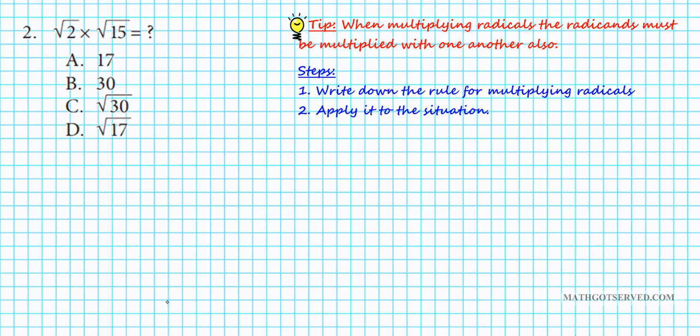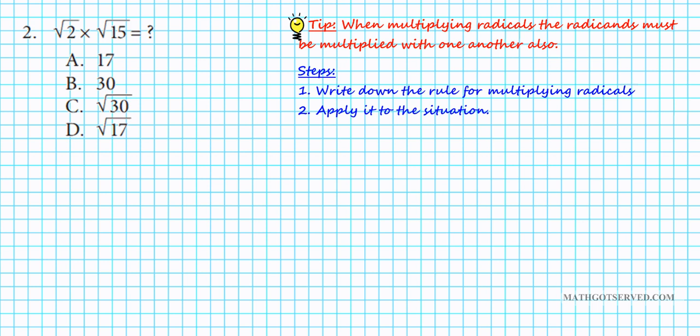All right, now let's take a look at problem number 2. This involves multiplying radicals. So the question is the square root of 2 times the square root of 15 is... Now one tip is that whenever you're multiplying radicals, the radicands must be multiplied with one another also. Don't add the radicands, that's not how you do it, okay? And when you multiply two radicands with one another, they remain radicals. The radical signs do not cancel out. So that's something else you want to keep in mind.